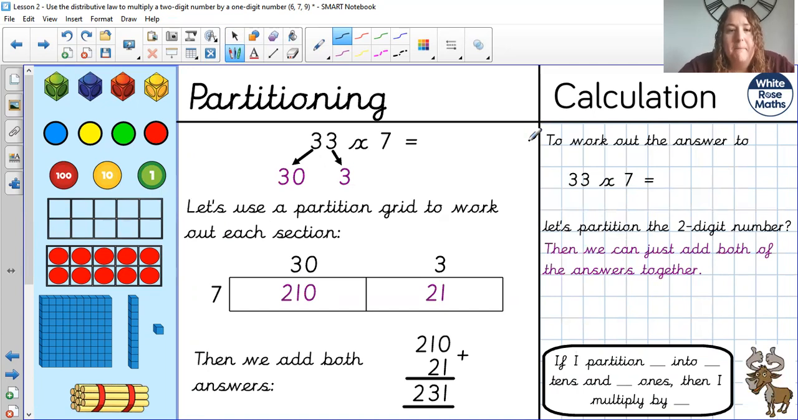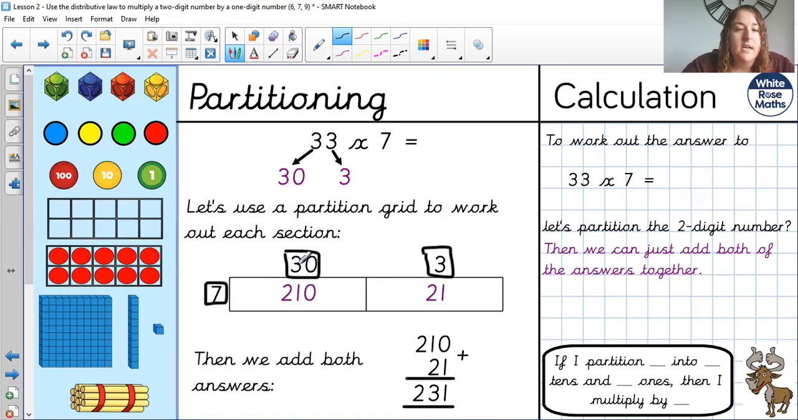We're going to partition that number. So we can see at the top here, I've partitioned my 33 into 30 and 3. And we're going to multiply those numbers by 7, but we're going to be doing them separately. So we're going to be using this partitioning grid to work out the section. So you can see I've taken the 30 first of all, and the 3 here. So that still gives me my 33 in my question, and then my 7 has gone on the side. And then in the purple of the answers, inside each one, I have worked out the answer.